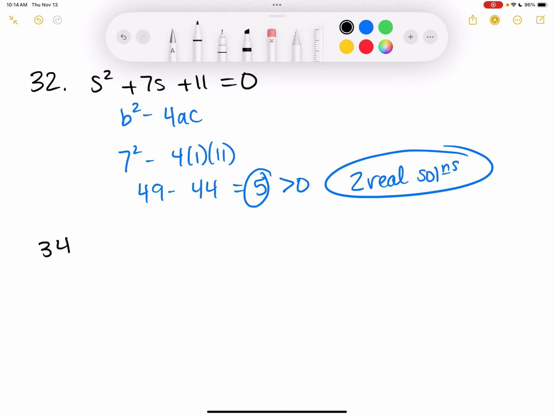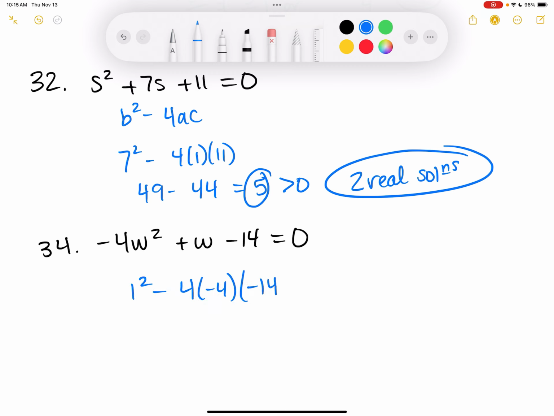Cool. 34: negative 4w squared plus w minus 14 equals 0. Just like the problems we were doing earlier, if it's not equal to 0, we've got to move everything over. So just be aware of that. If a term is missing, you can still use the quadratic formula, but usually you can factor it if a term is missing. But just be aware of that as well.